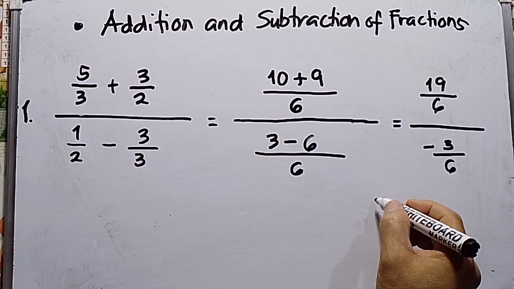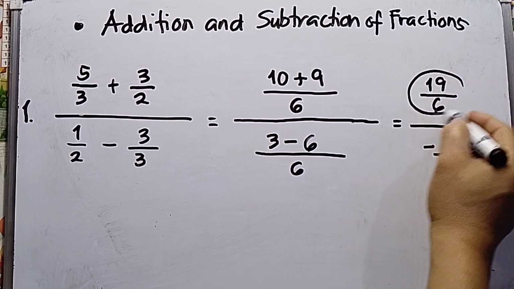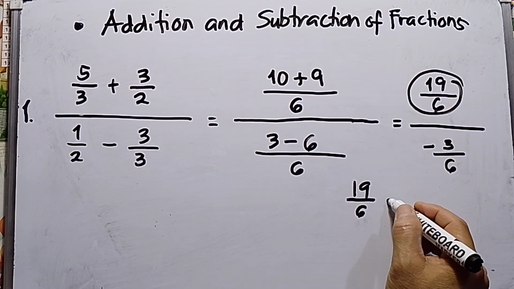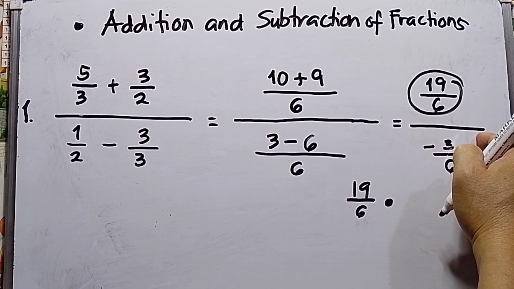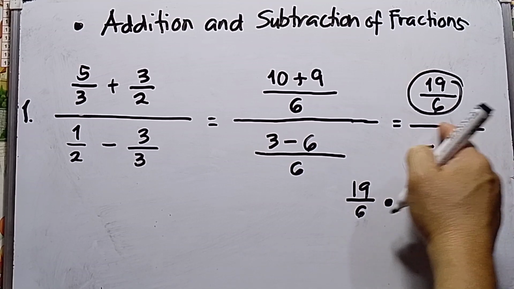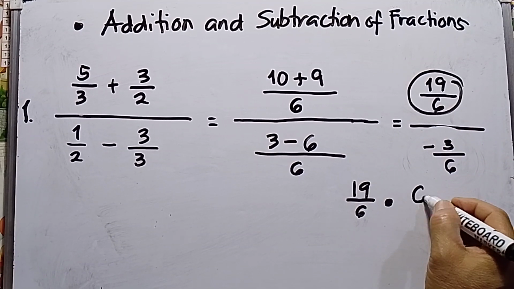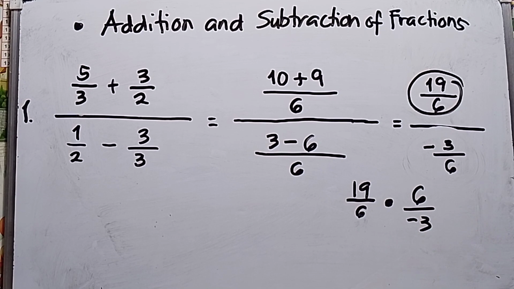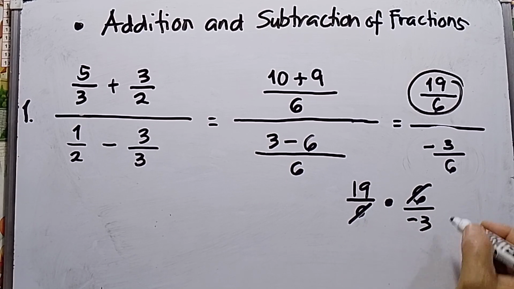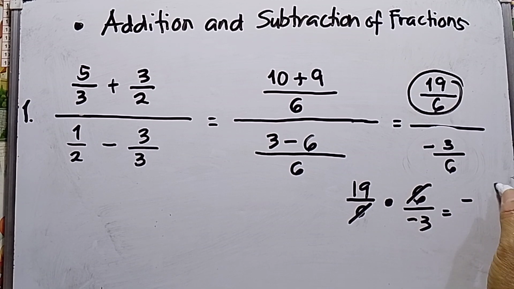Okay, so this will be right first, 19 over 6, the first fraction. And then change this division operation to multiplication. And then take the reciprocal of the denominator. So this will be 6 over negative 3. The same, cross out. So this will be negative 19 over 3.